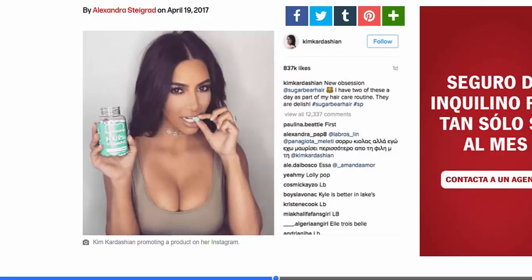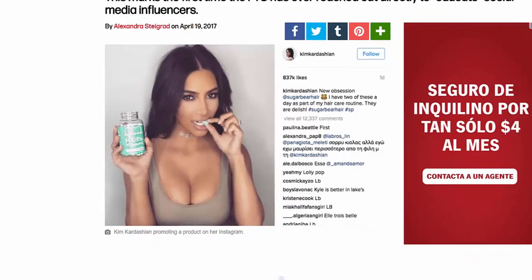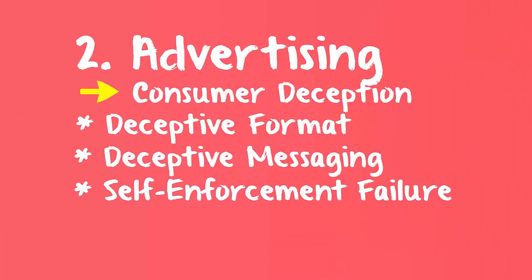They are delish, she says. So many consumers might decide or conclude that this is not an ad. It's simply Kim sharing her preference for vitamins, right? So this would be an example possibly of a deception in the form of format.